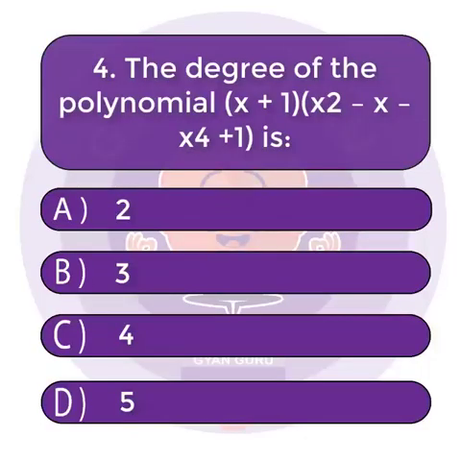The degree of the polynomial (x + 1)(x² − x⁴ + 1) is: a. 2, b. 3, c. 4, d. 5.